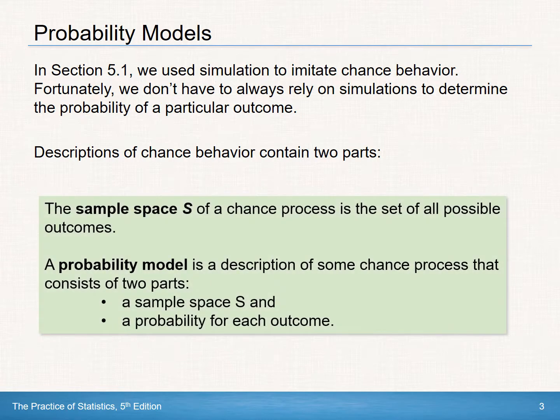So the sample space of a chance process is the set of all possible outcomes, and a lot of times that's called sample space S. A probability model is a description of some chance process that consists of two parts, a sample space S and a probability for each outcome.